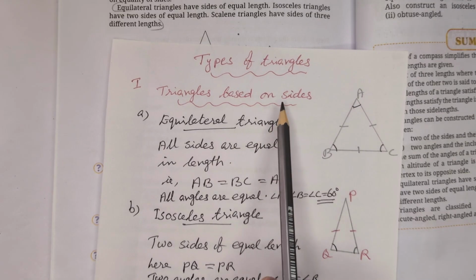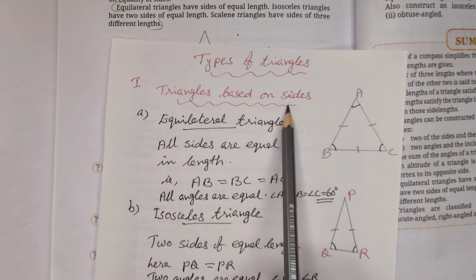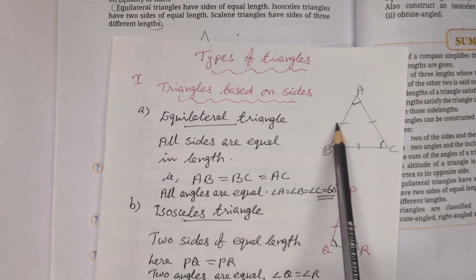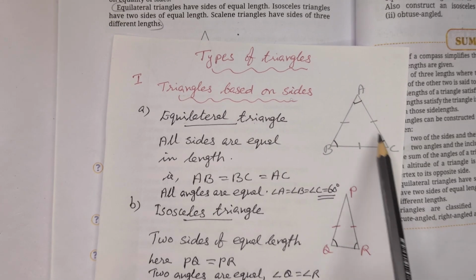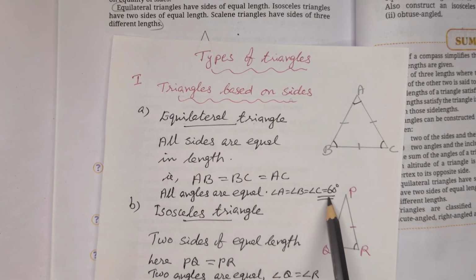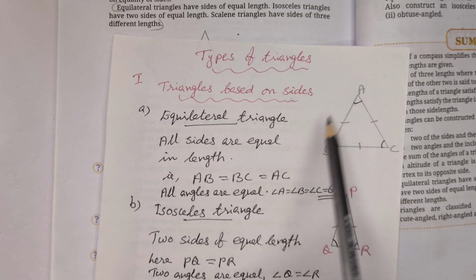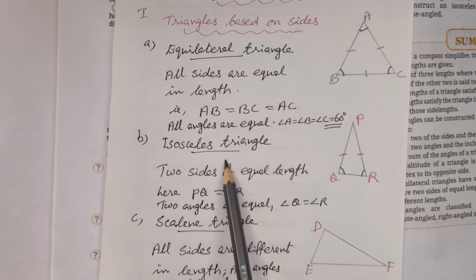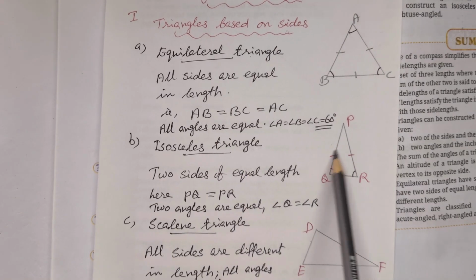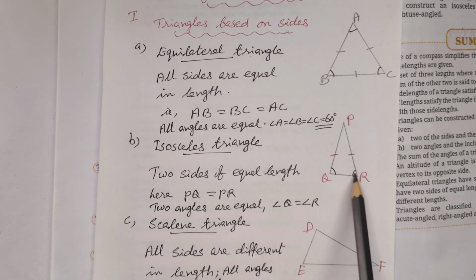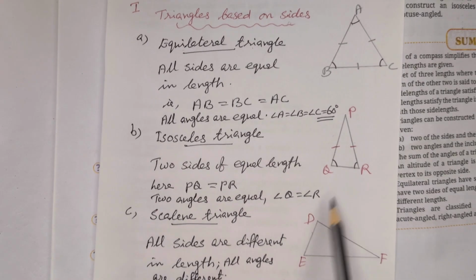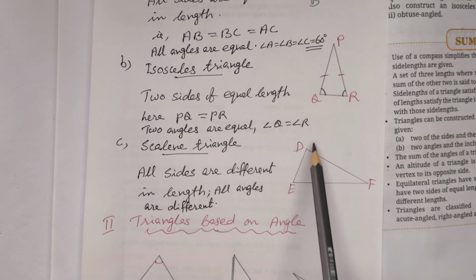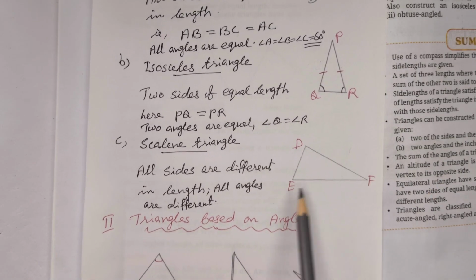Types of triangles, we already discussed, are based on two ways. One is based on sides. Equilateral triangle means all sides are equal, and in this case all angles also become the same, 60 degrees. All sides equal, then all angles are also equal. Isosceles triangle means two sides are equal, so its base angles are equal. Scalene triangle means all sides are different and all angles are also different.